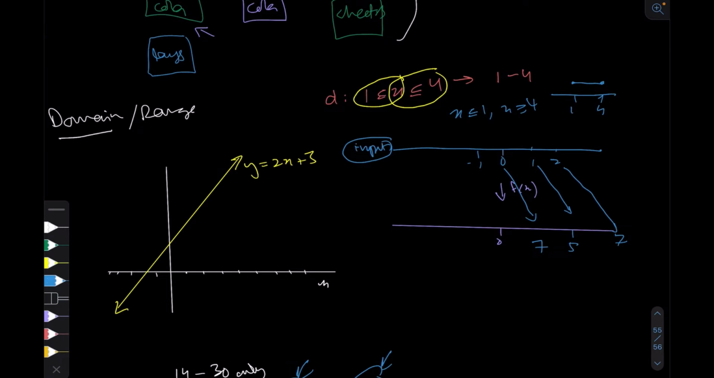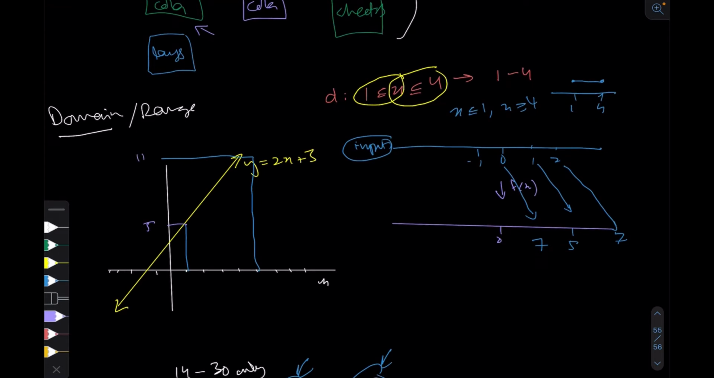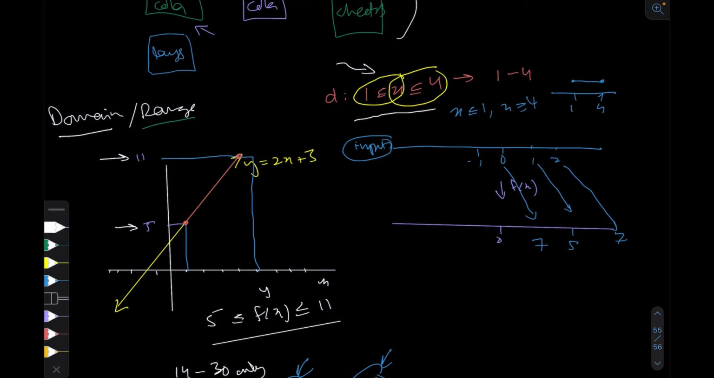So when x is 1, the output would be 5. When x is 4, the output would be 2 times 4, 8, plus 3, 11, right? So if I'm restricting my domain to only these values of x, my graph will also be restricted, and it will look something like this, just the red part, right? And what range is, is just the range of values of the outputs, right? So here the lowest value you get is 5 and the maximum value you get is 11. So your range of this function for this certain domain would be 5 is less than or equal to f of x, which is just y, the outputs, which is less than or equal to 11. Just saying that the range of outputs you get is between the values 5 to 11 when you restrict the domain from 1 to 4, right?